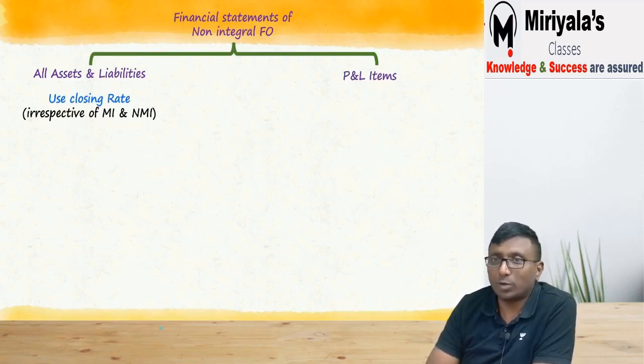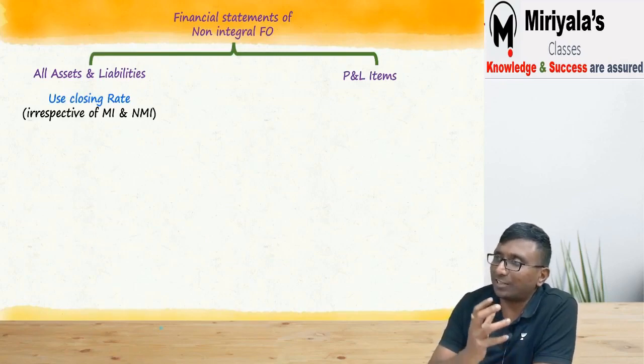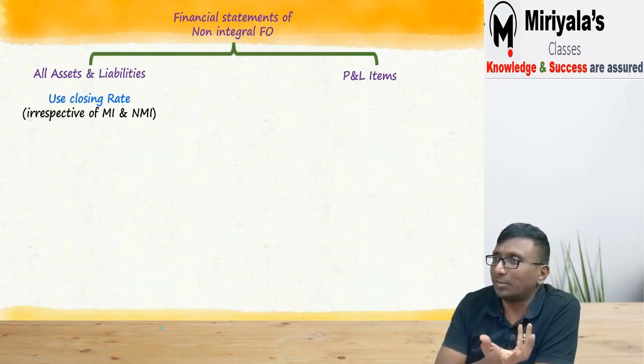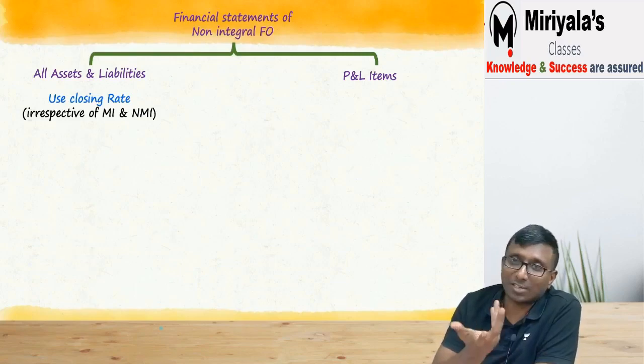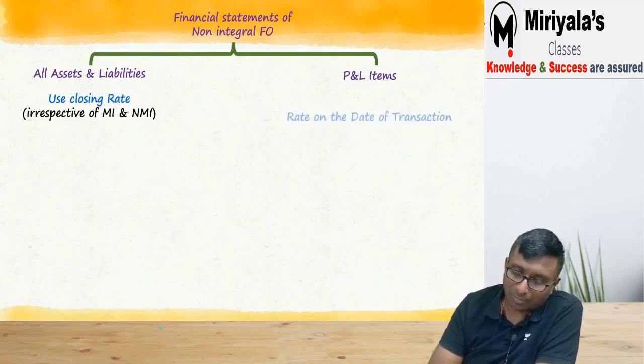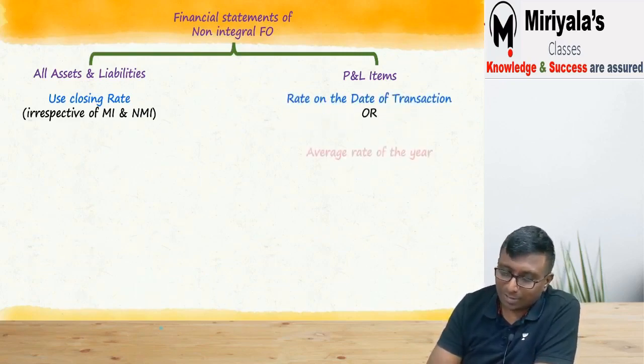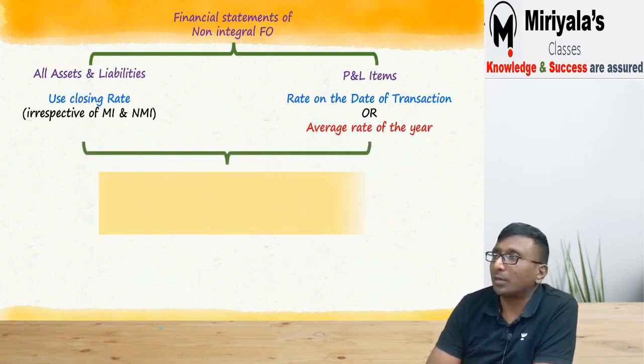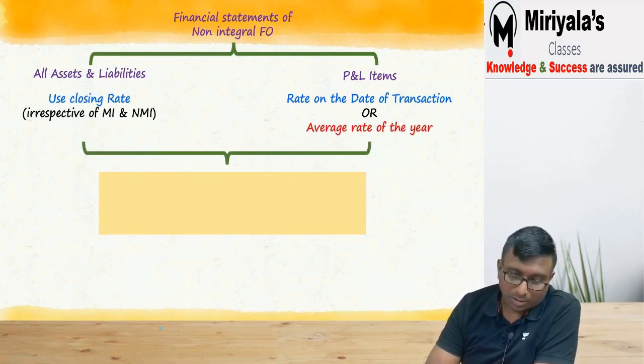Sir, what to do with P&L items? You are supposed to use the average rate. Actually speaking, you should take the rate on the date of transaction. But if 365 days of business happened, you would need 365 rates to convert, which is generally not possible. So normally we will take the average rate only, the average rate for the year, not the average rate for each month, which is impossible, my dear.